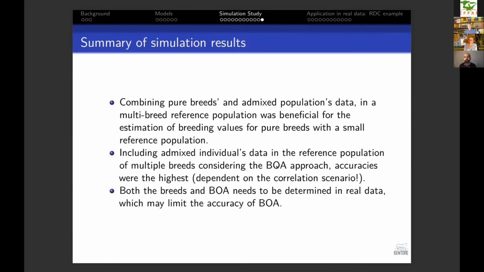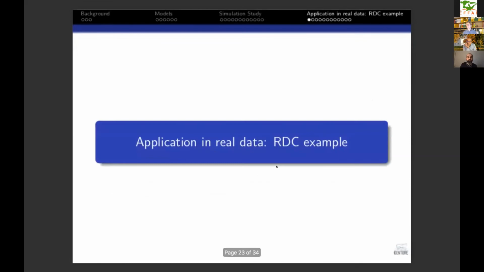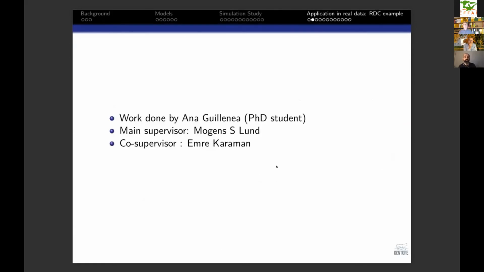But I know that there are methods on the way to estimate these breed origin of alleles accurately, also for more complex admixture. So I will also share some results from a real data. And here we have the red dairy cattle example. And this is the work done by a PhD student, Anna. Mons has mentioned more about her yesterday in his presentation.